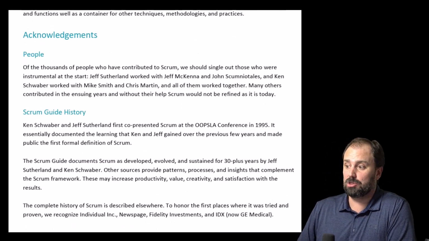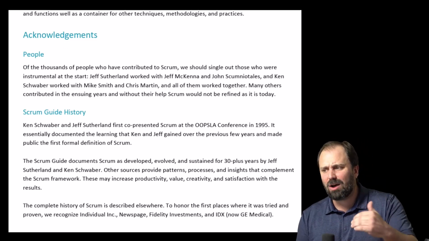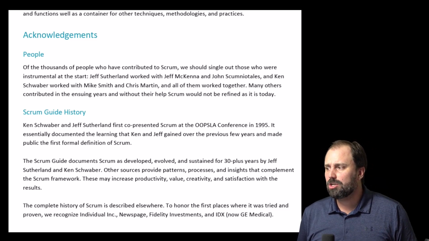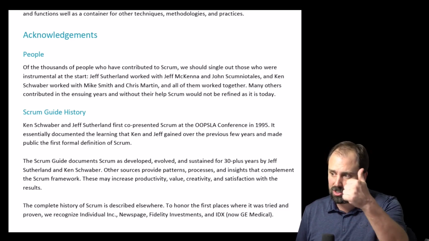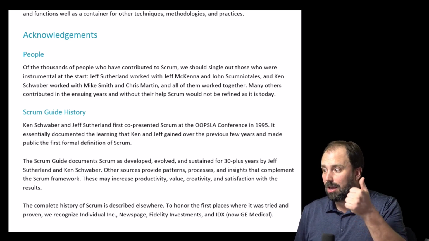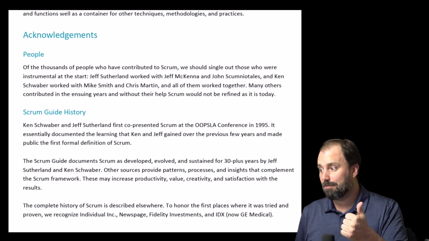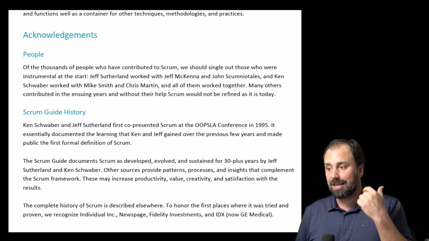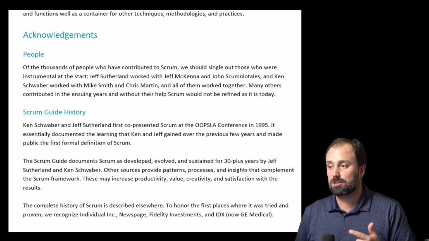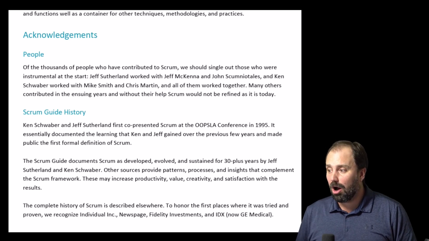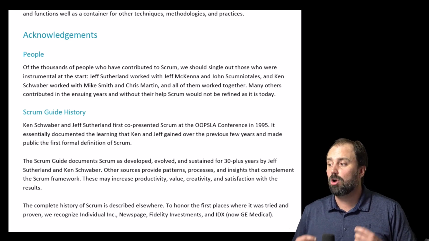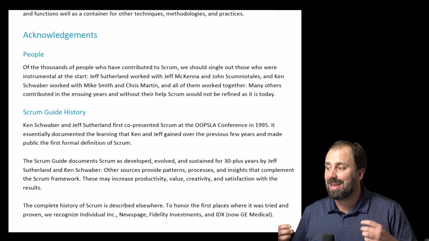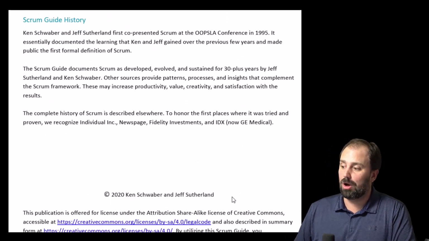Now let's look at the acknowledgments. People. Of the thousands of people who contributed to Scrum, we should single out those who were instrumental at the start. Jeff Sutherland worked with Jeff McKenna and John Scumniotales. I apologize, sir. And Ken Schwaber worked with Mike Smith and Chris Martin. All of them worked together. Many others contributed in the ensuing years, and without their help, Scrum would not be as refined as it is today.